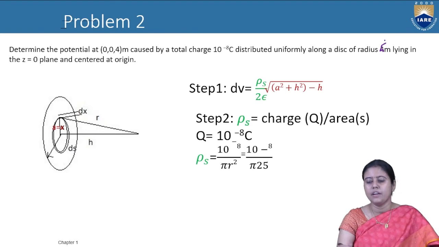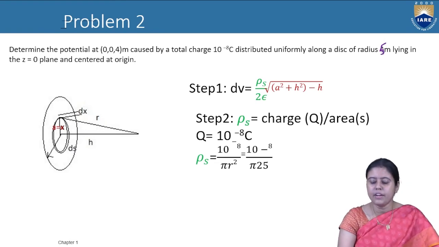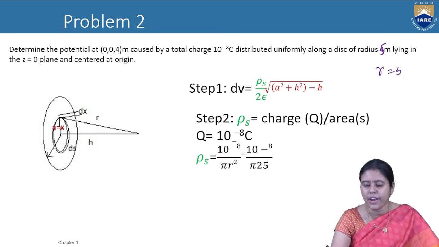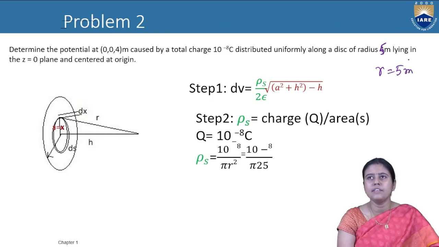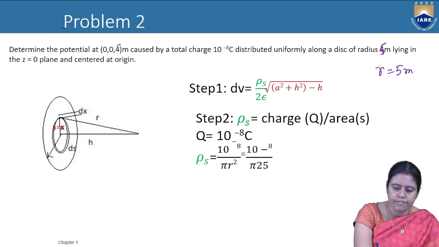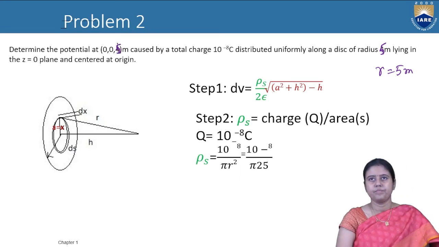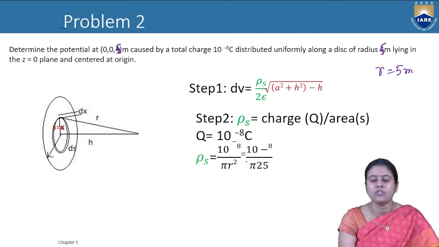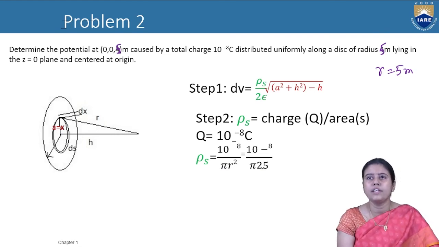Okay, so if it is 5 meter, it will be pi into 25. Actually, this is our r. r is given as 5 meter, so it is pi 25. This point is also then 5. Just a little change in the problem. Whatever. So what is rho s? rho s is nothing but the total charge 10 to the power minus 8 divided by pi r square, which means pi 25.